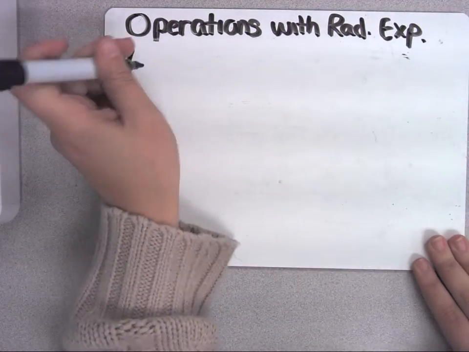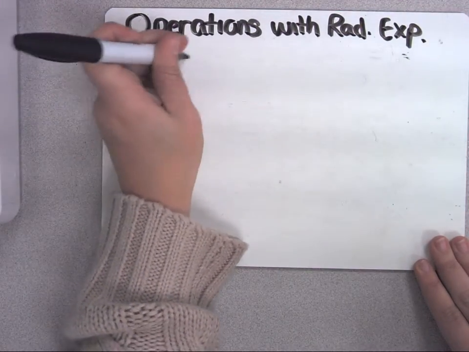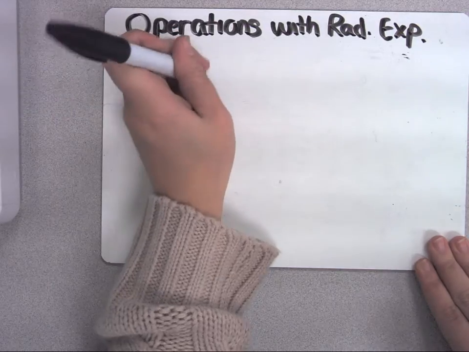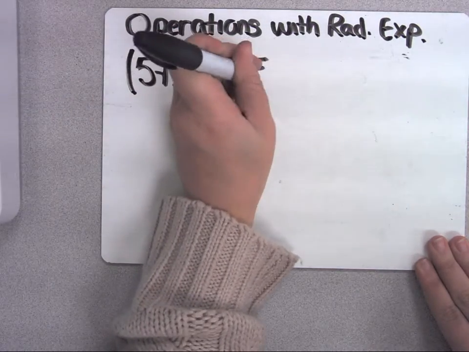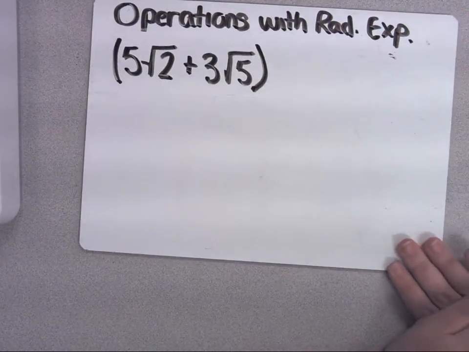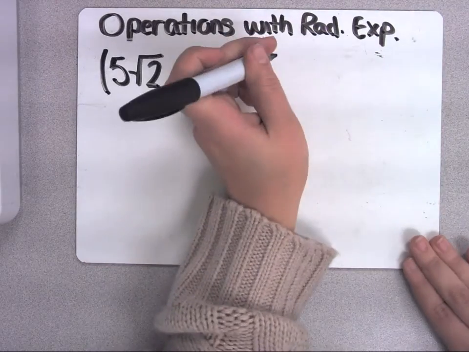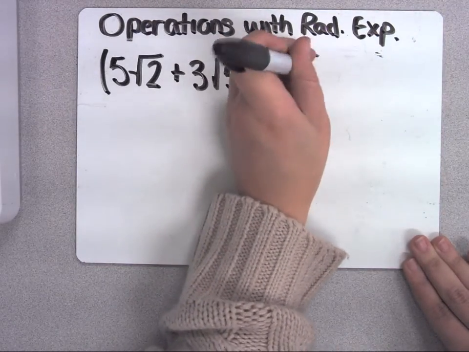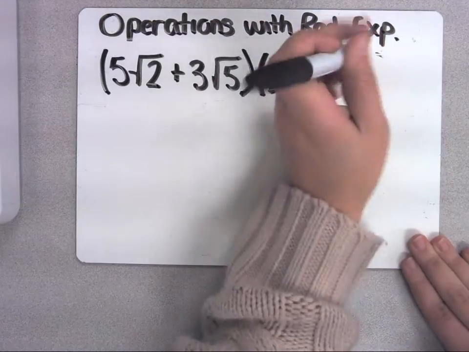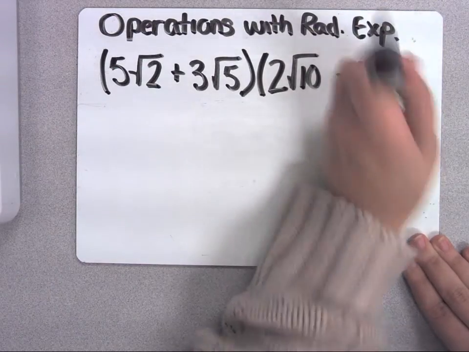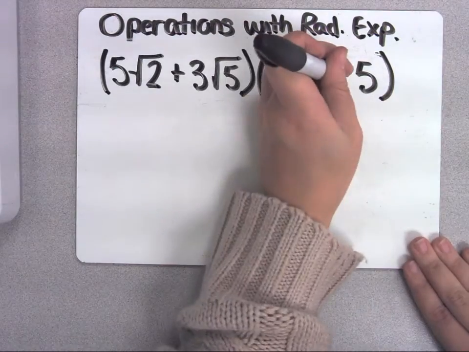Okay, let me give them to you. How about 5 square root 2 plus 3 square root 5? That's your first set of parentheses. Second set of parentheses, 2 square root 10 minus 5, whole number. Throwing you for a loop now.